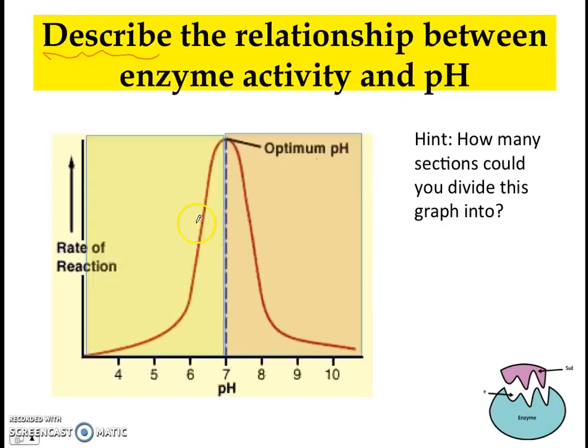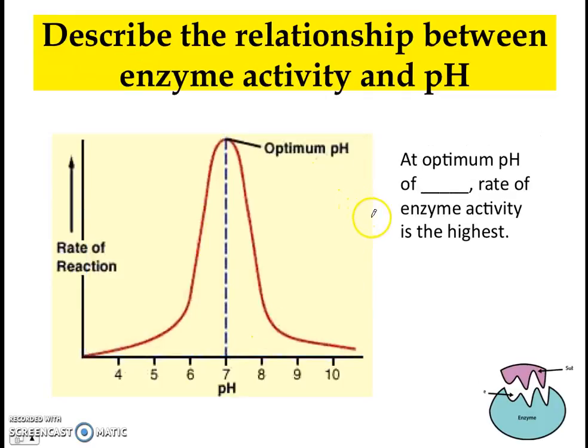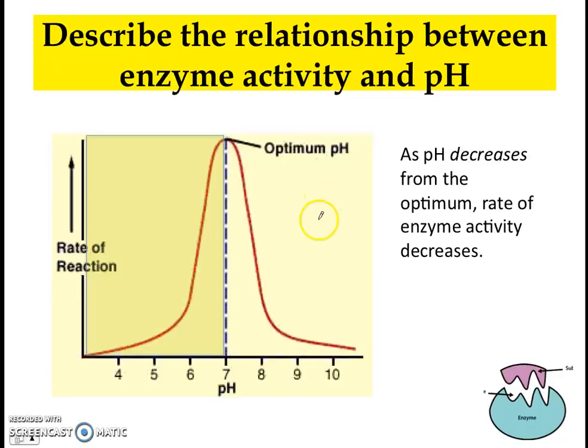Right, now that we've divided the graph into these sections, let's go on to describe the relationship between enzyme activity and pH. And for pH, it's always best to start with describing what happens at the optimum pH. In this case, at the optimum pH of pH 7, the rate of enzyme activity is the highest, right? You can see it. So at the optimum pH, we say that the enzyme activity is the highest.